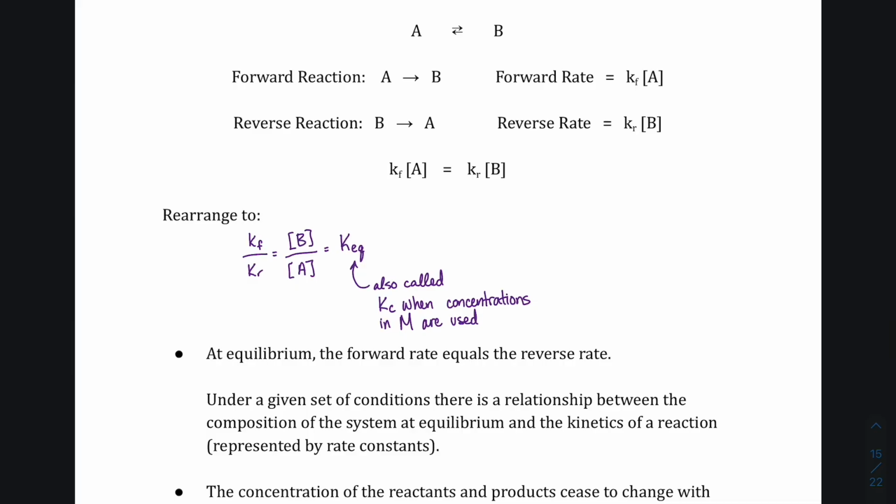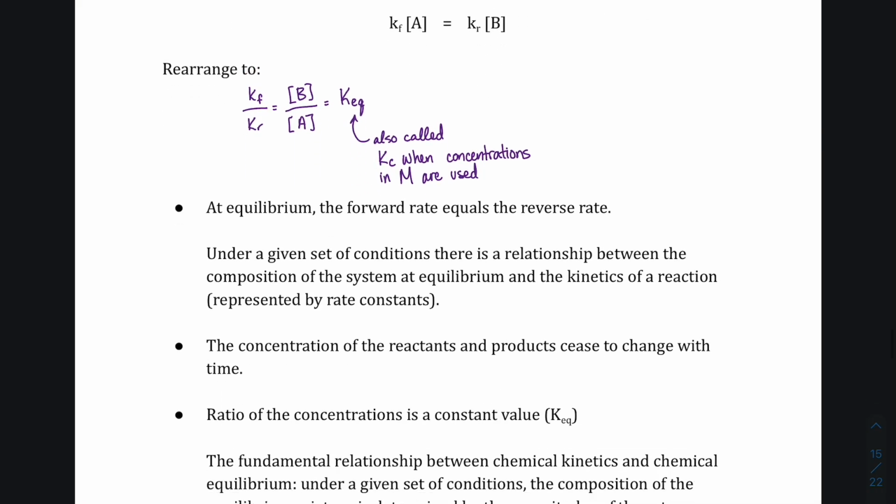Okay, so the way that this comes from the equilibrium expression is the equilibrium expression is really defined as the forward rate divided by the reverse rate. So this is the definition. We can write a rate law for the forward reaction, which depends on A, and the reverse reaction, which depends on B. And then we can rearrange, divide by the reverse reaction, and then also divide by A. And then we end up with this expression here. KEQ is also called KC if it's with concentrations in molarity.